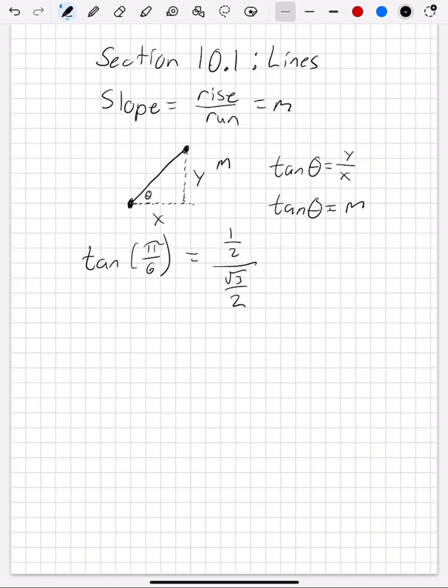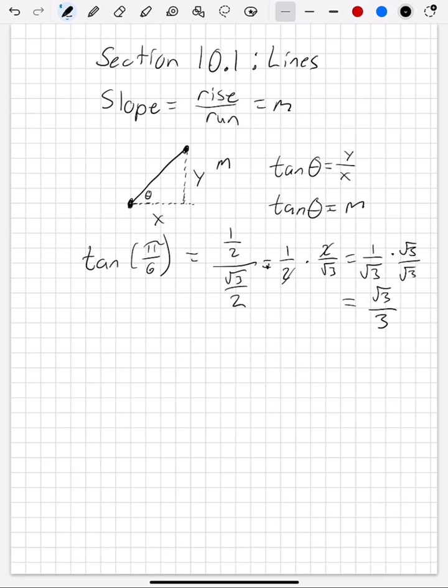Right? And now it's just algebra, so I'm just going to flip the fraction. So 1/2 times 2 over the square root of 3. The 2's go away, so I have 1 over the square root of 3, but we don't like that. So I multiply it by the square root of 3 over 3, and I get the square root of 3 over 3. So this angle would have a slope of the square root of 3 over 3.